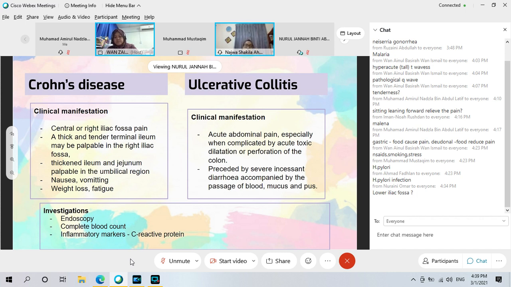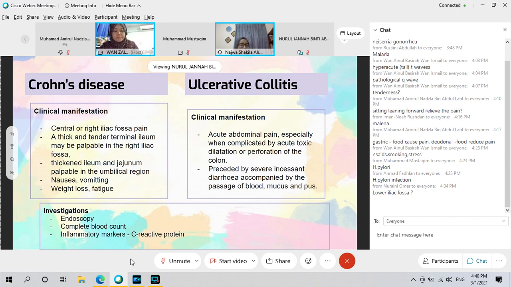For Crohn's disease, the patient might come with central or right iliac fossa pain. In the right iliac fossa there is tenderness, the terminal ileum may be palpable, and a thickened ileum might be palpable in the umbilical region. The patient might also come with nausea, vomiting, weight loss and fatigue. For ulcerative colitis, the clinical manifestation is acute abdominal pain, especially when complicated by acute toxic dilatation or perforation of the colon. It is usually preceded by severe diarrhea, accompanied by passage of blood, mucus, and pus.